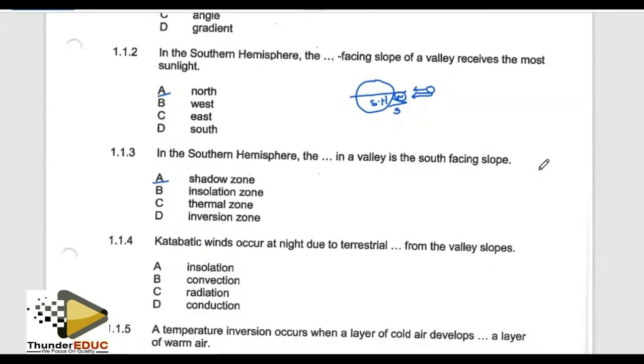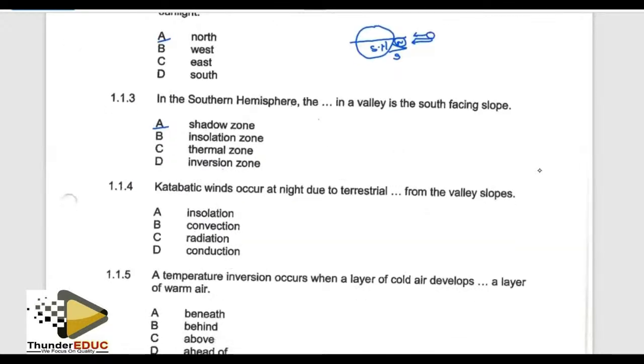1.1.4. Katabatic winds occur at night due to terrestrial radiation from the valley slopes. All of us know that during the night, the land loses heat through a process called terrestrial radiation. This is one of the reasons why at night we cover ourselves with blankets, because the temperatures seem to drop. When they drop, that means the land is losing the heat through a process referred to as terrestrial radiation.